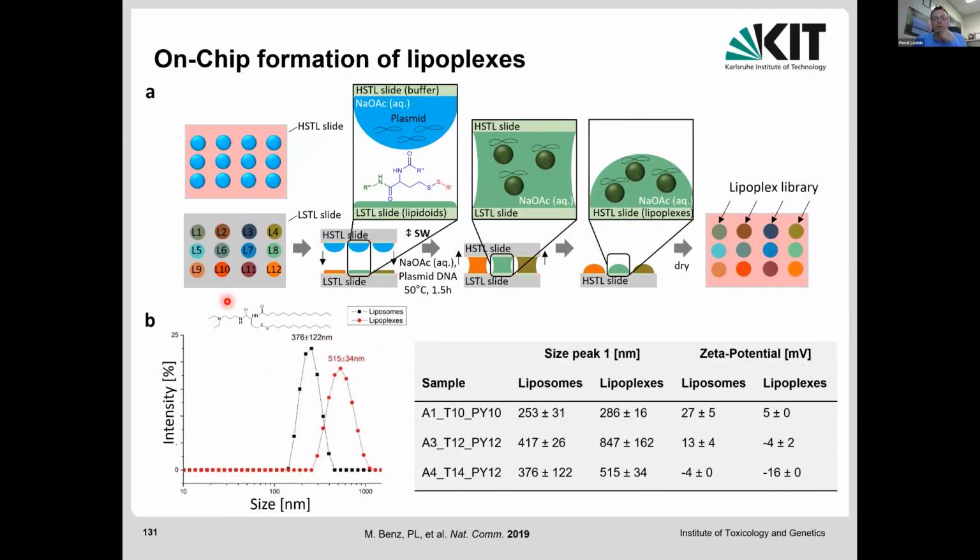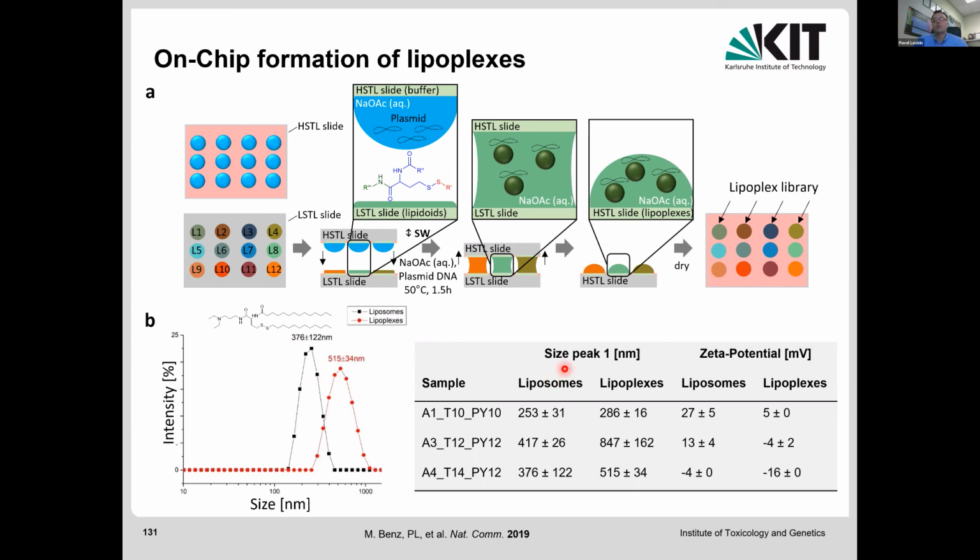And in the next step, we take this library of lipids and sandwich it with a droplet microarray containing a buffer plus a plasmid DNA, so a nucleic acid. And this leads to the formation of not only liposomes, but also lipoplexes in each single droplet, based on different lipids that were synthesized in the first step. So we make basically a library of lipoplexes. Here you can see some characterization of the liposomes and lipoplexes.